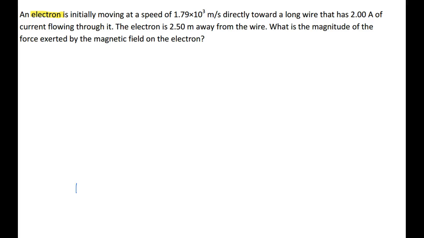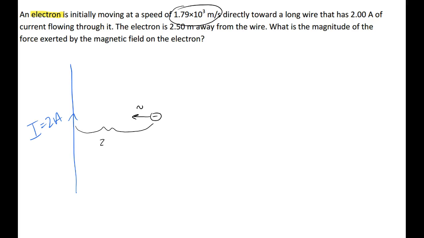So I have a wire carrying current. It doesn't really tell us, but it just says that we have a current of 2 amps and that an electron is being projected straight for it. So it has a velocity like that going straight towards the wire. The velocity is this value right there, and the current distance away from the wire is 2.5 meters. Okay, so that's the distance away at this moment in time.